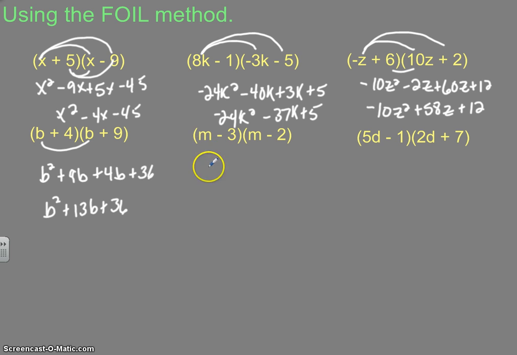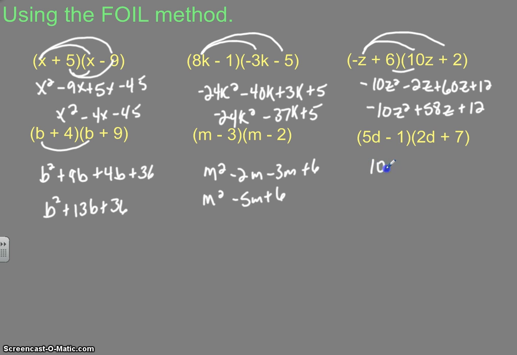Multiply the first, that's m squared. Multiply the outsides, that's negative 2m. Multiply the insides, that's negative 3m. Then multiply the last, it's positive 6. That's m squared, and that's going to be a minus 5m plus 6. And that's done. Next one, 5d times 2d.